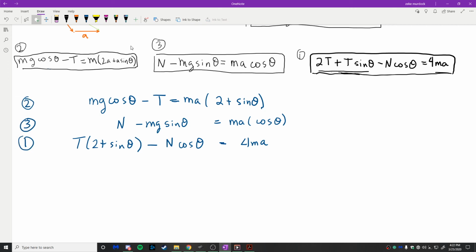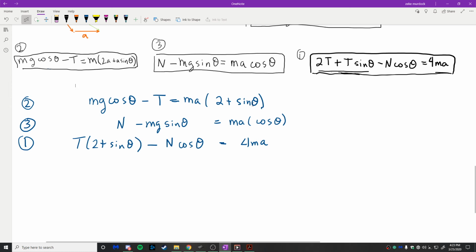So here's what we have to do. We need to eliminate t, and we need to eliminate n. One thing you might notice is that the n here has a minus sign, and this one's positive. The t here has a minus sign, and the t here is positive, right? So I want to figure out something I can multiply equation 2 by, so that when I add it to equation 1, it eliminates the t.